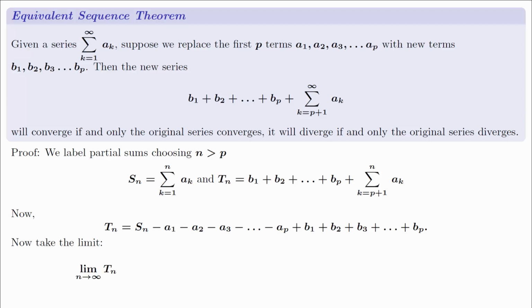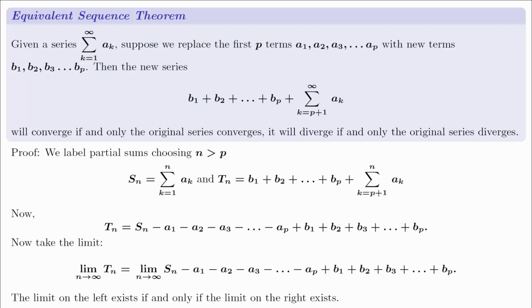Now take the limit as n tends to infinity of this identity between Tn and Sn. And remember that the limit of a sum is the sum of the limits, and the limit of a constant is just the constant itself. So the limit of the sequence Tn is exactly equal to the limit of the sequence Sn, with the subtraction of a1 through ap and addition of b1 through bp, when they both exist. More precisely, the limit on the left exists if and only if the limit on the right exists, which is exactly what we wanted to prove.